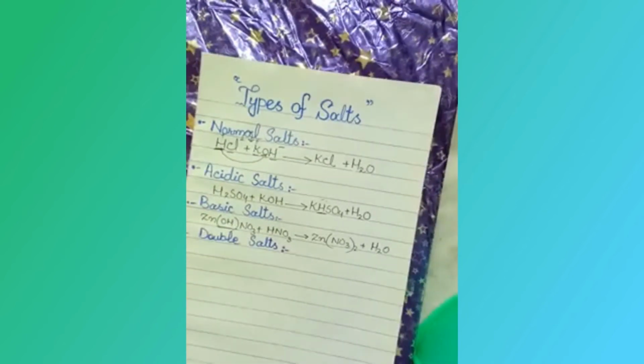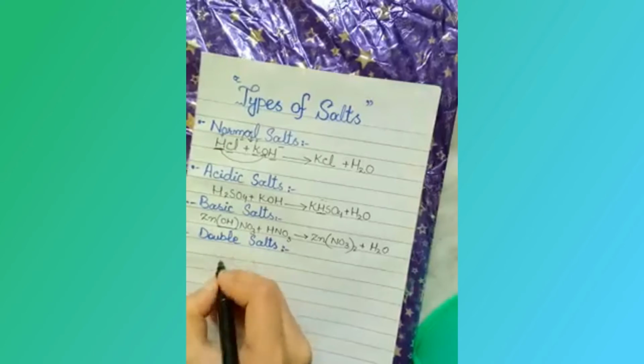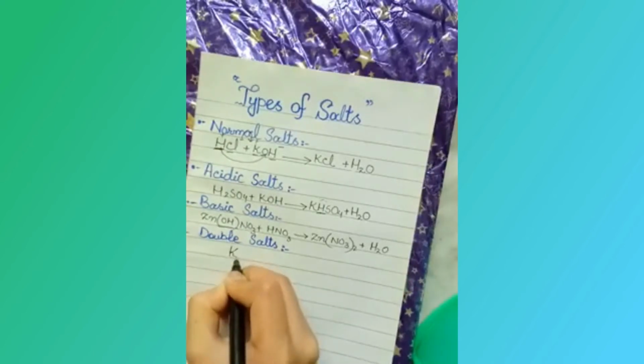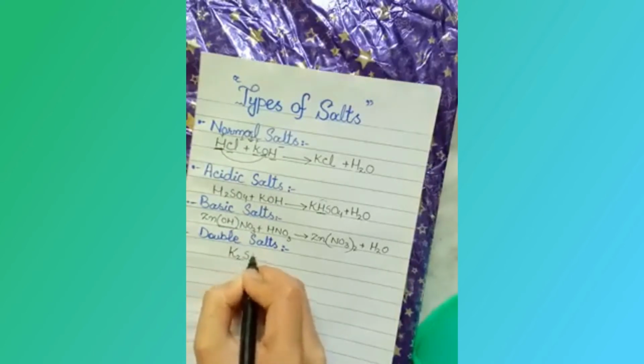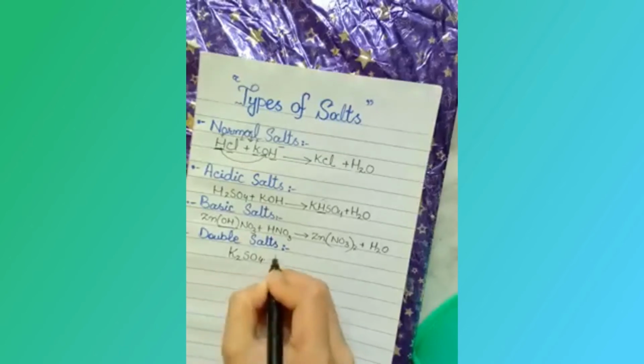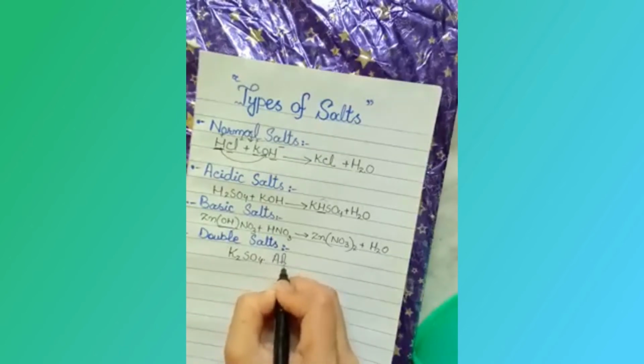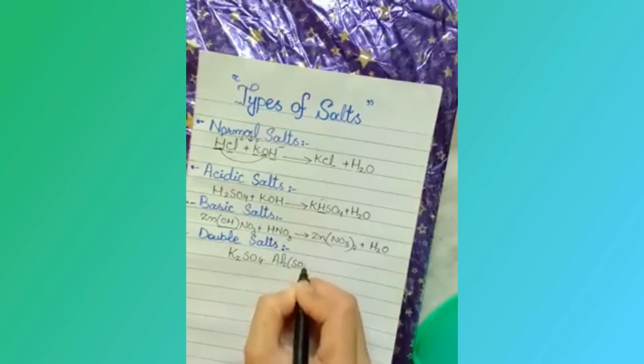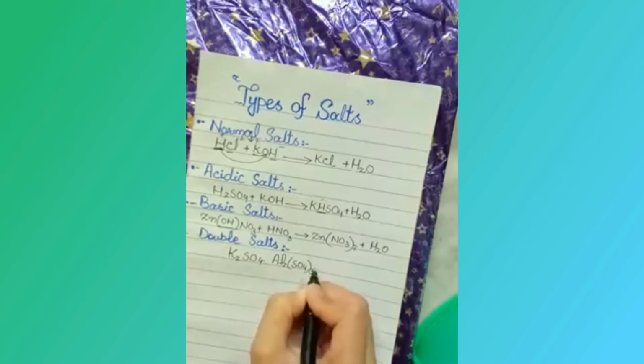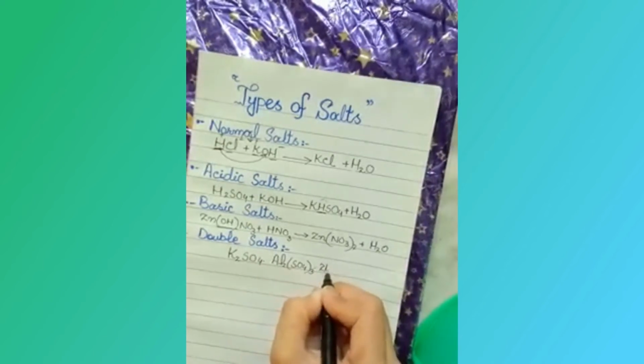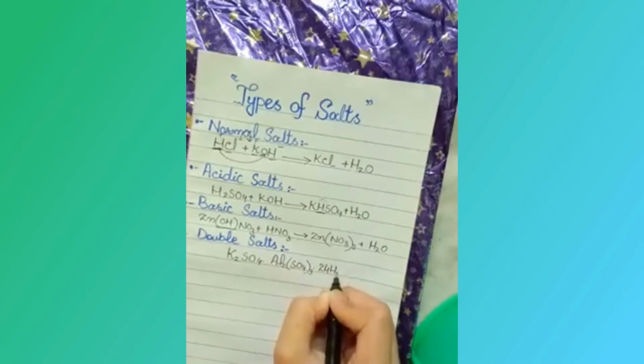The next type is double salts. Double salts are formed from two normal salts when they crystallize from a mixture of equimolar saturated solutions. If we take the example of potash alum, the formula of potash alum is K2SO4.Al2(SO4)3 with 24 molecules of water.